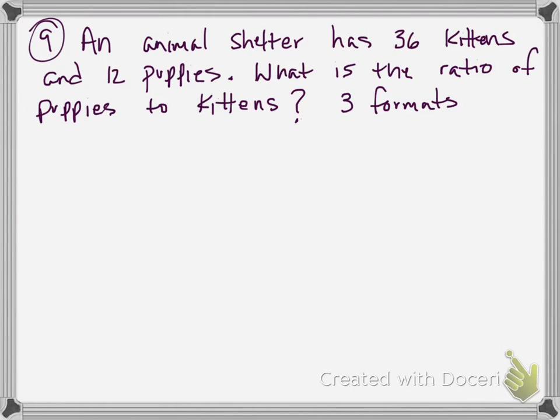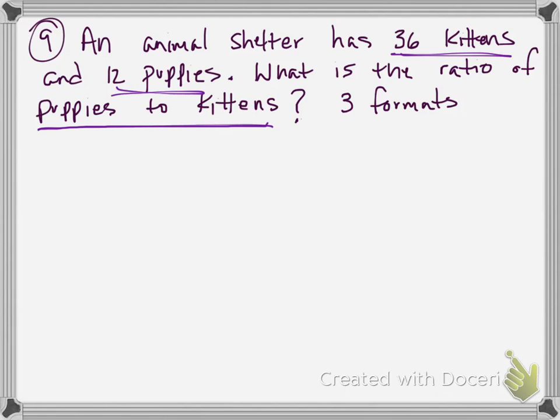Number 9 reads, an animal shelter has 36 kittens and 12 puppies. What is the ratio of puppies to kittens? And they want to see that in 3 formats. So we're setting up some ratios. The important thing to know in a ratio is how is it being presented in the problem? And it's asking about puppies to kittens.